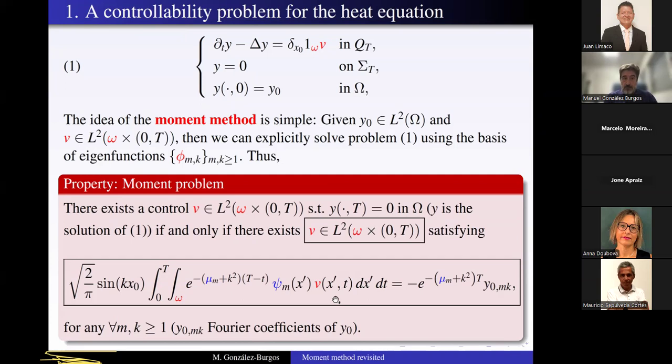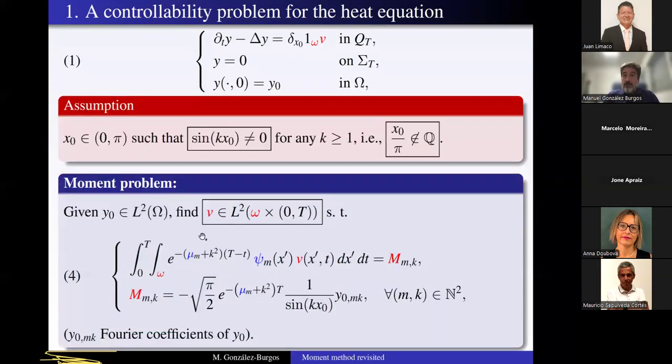Observe that in our case, the sine of x0 is different from 0. If you want to obtain a solution, this is necessary. If not, the problem has no solution. And this is the assumption: x0 must satisfy that this sine is different from 0, and this is equivalent to this property: x0 over pi must be an irrational number. Then this is our moment problem, and this is equivalent to the null controllability at time T.